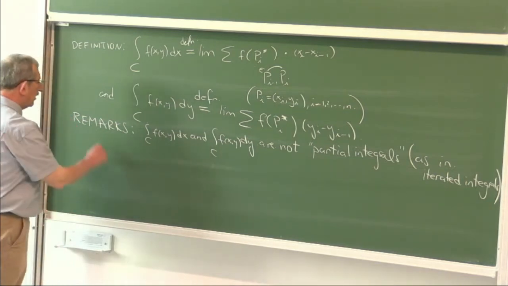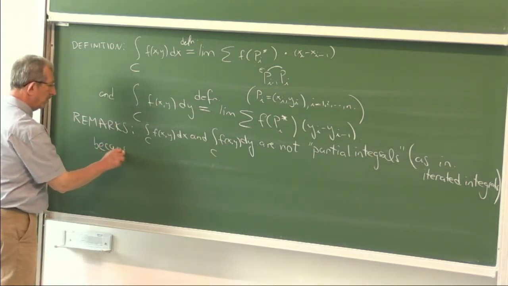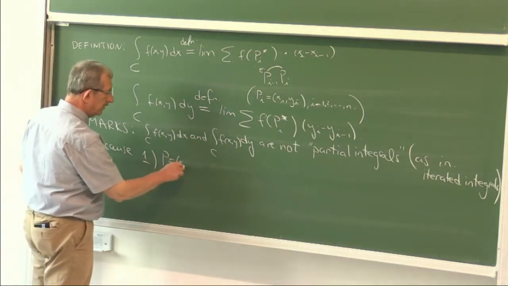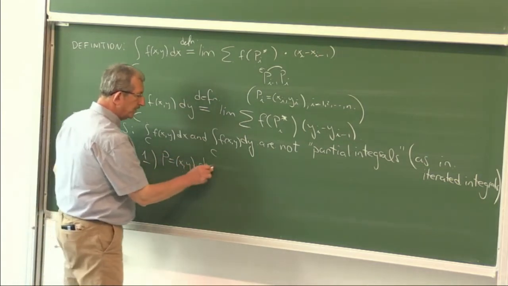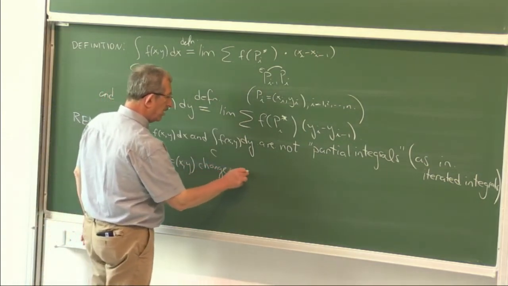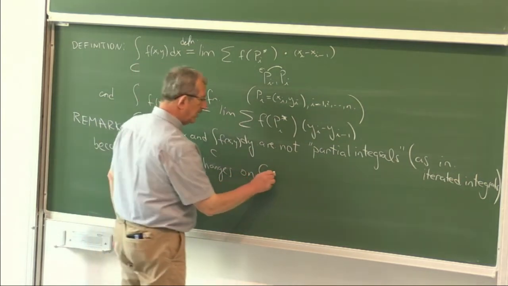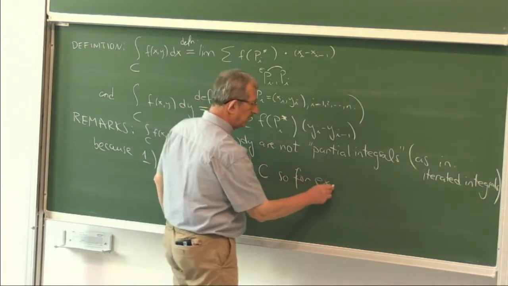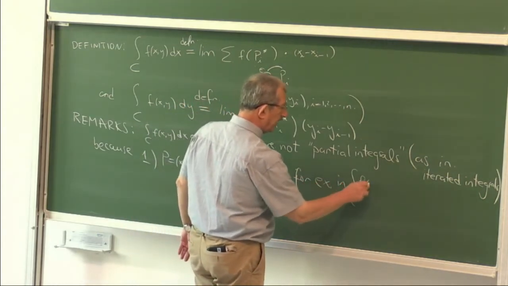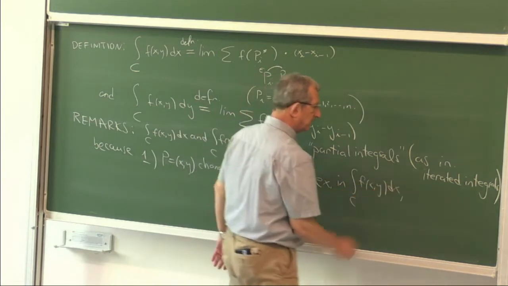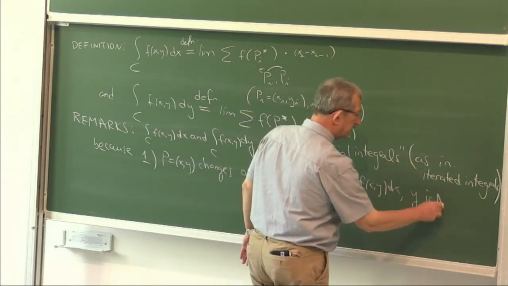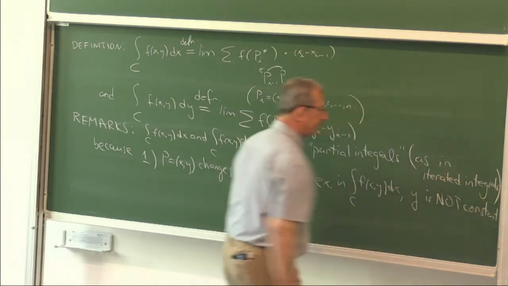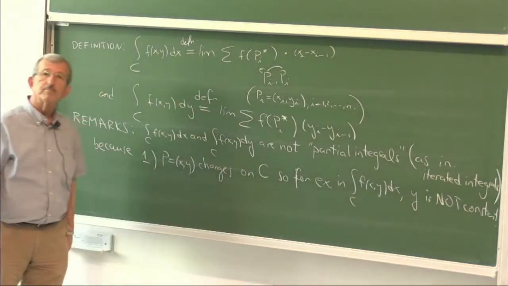This is because, firstly, the point P changes on C. So, for example, the other one is similar. In the integral f(x,y) dx, y is not constant. So you have to be careful there.